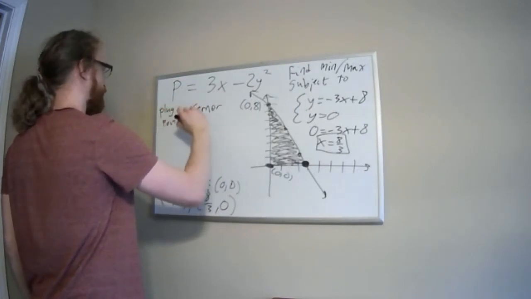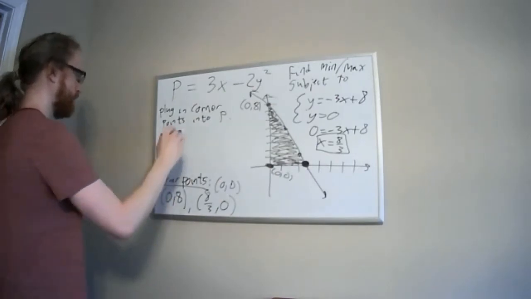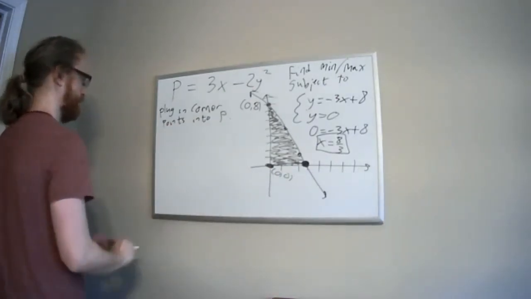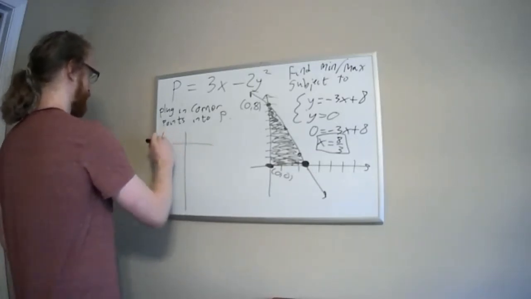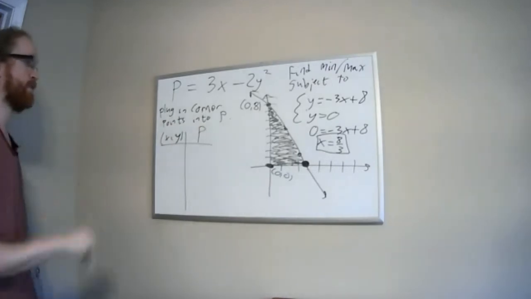Into P. And we're just going to see what we get. So I like to make a little table. On the left, I have the coordinates of my corner points. And on the right, I'll put the values that I get when I plug them into P.